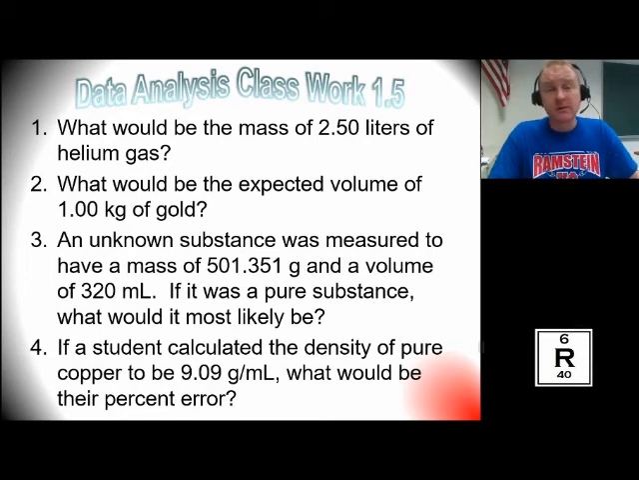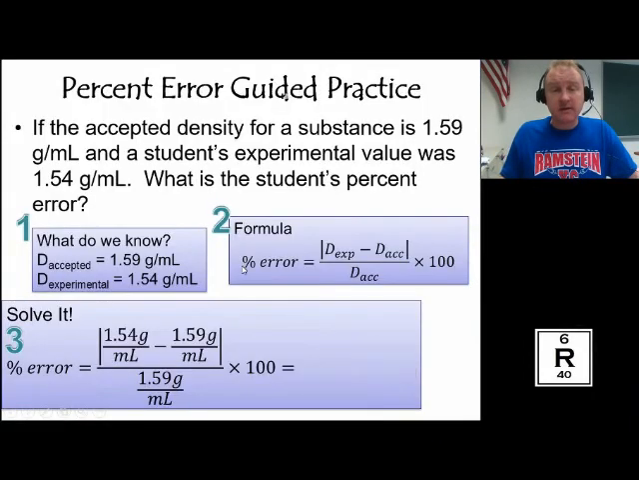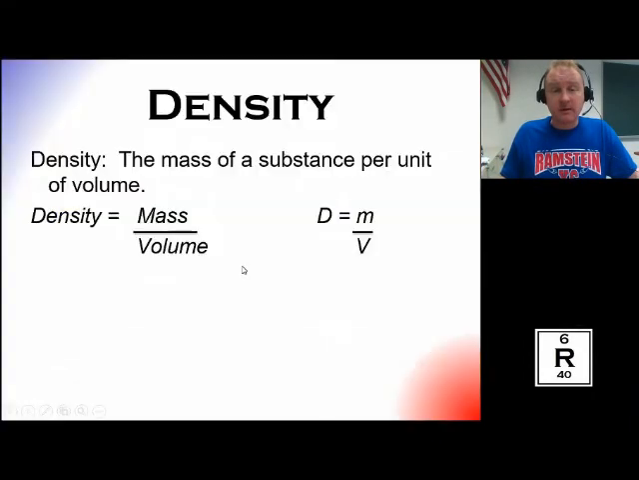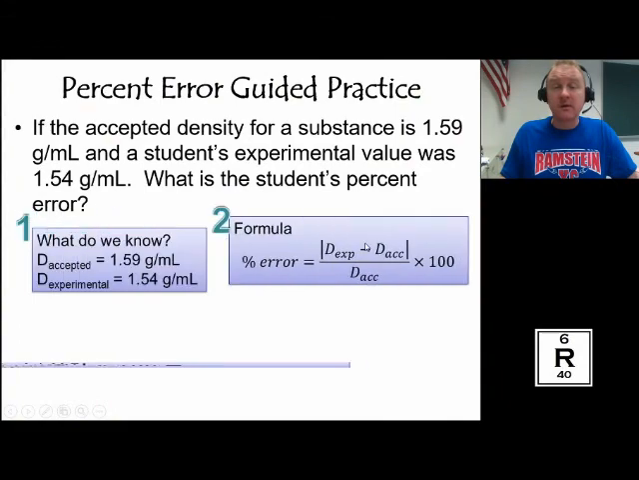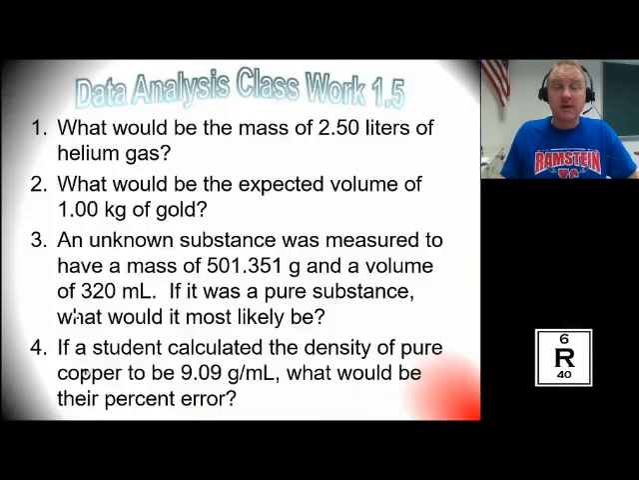So in this classwork, notice in the first one, what would be the mass of 2.5 liters of helium gas? So in this one here, our density problems, what would be the mass? I'm solving for the mass, and I didn't write that. I have density equals mass over volume. So you're going to have to rearrange the equation for mass. If you're not comfortable or you forgot how to rearrange equations, I highly suggest you go back to classwork 1.1 where we practice rearranging equations.